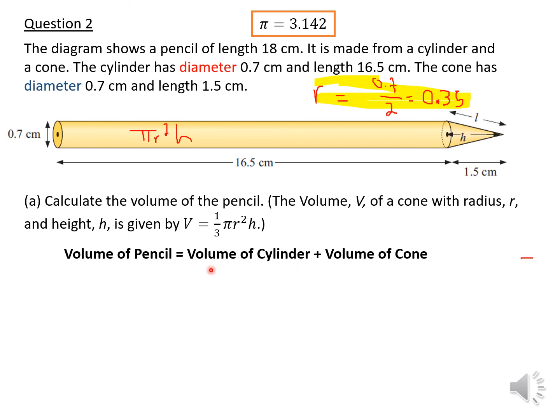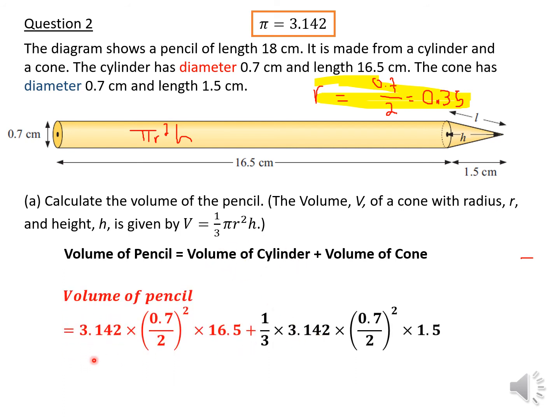So as I said, the volume of the pencil is the volume of the cylinder, which is pi r squared times the height. The height of the cylinder is 16.5. Then you add it to the volume of the cone, which is a third times pi times, as you can see, I take the radius, 0.7 divided by 2. But here, be careful, you square that, obviously, then you multiply by the height of the cone. The height of the cone is 1.5, and the height of the cylinder is 16.5. Do not confuse them. Don't put the wrong heights, or you will have a serious problem.